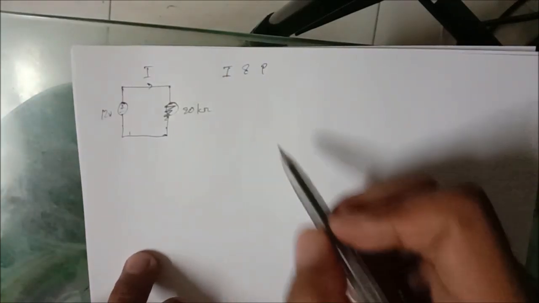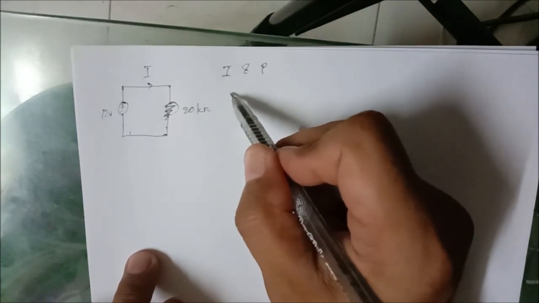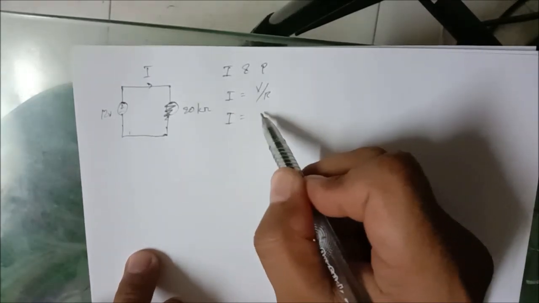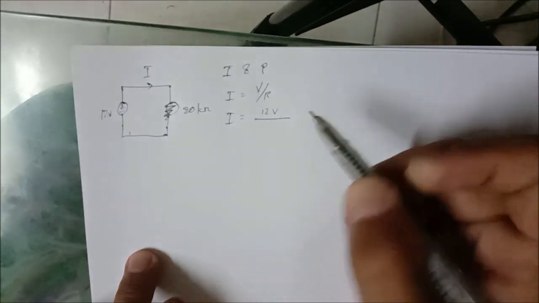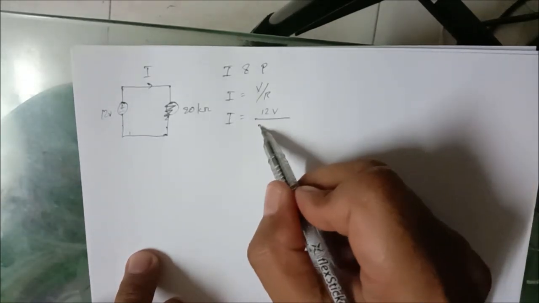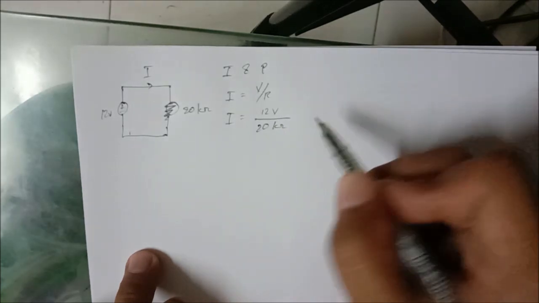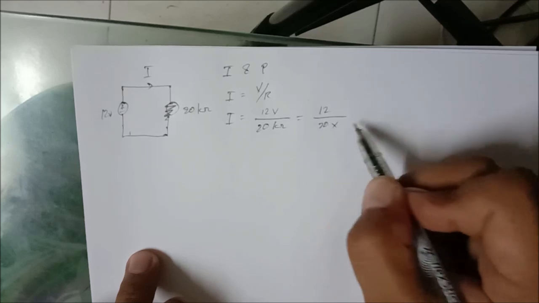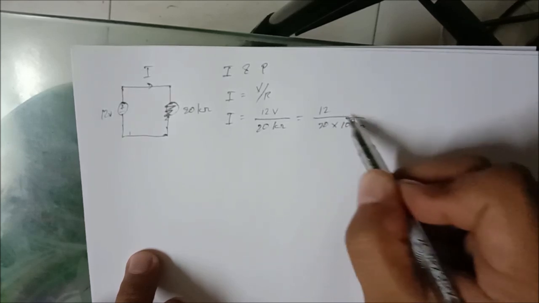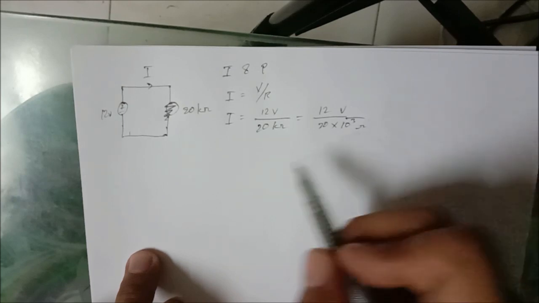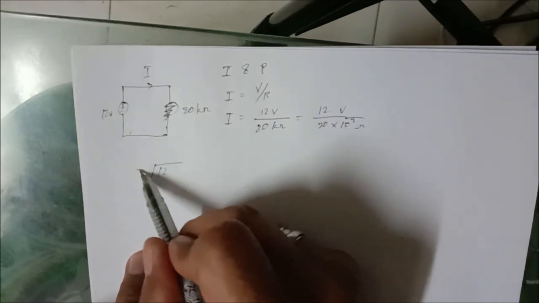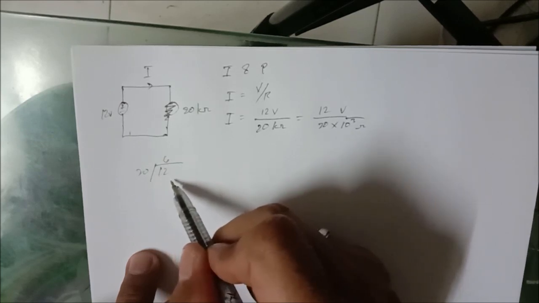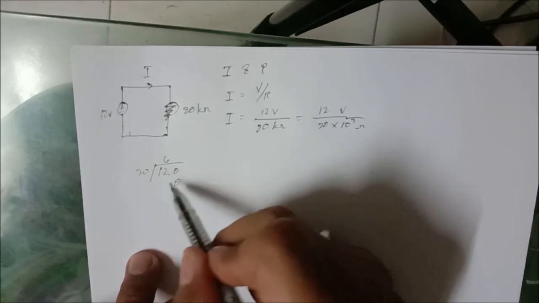Power ulit. So, since we have I is equal to V over R, I is equal to V, which is 12 volts, over R, which is 20 kilo ohms. So, this is equivalent to 12 over 20 times 10 raised to 3 ohms. So 12 divided by 20. Okay. 6 times 2, 12.